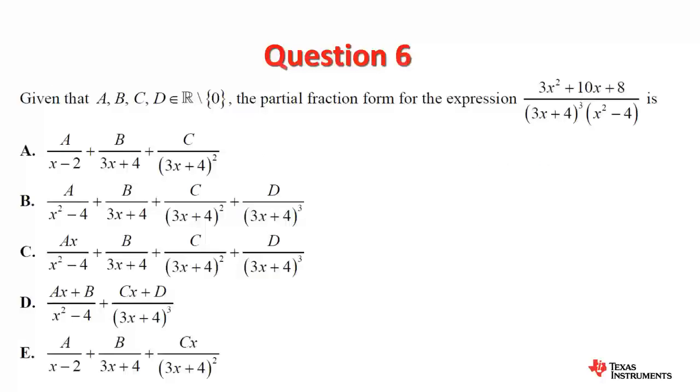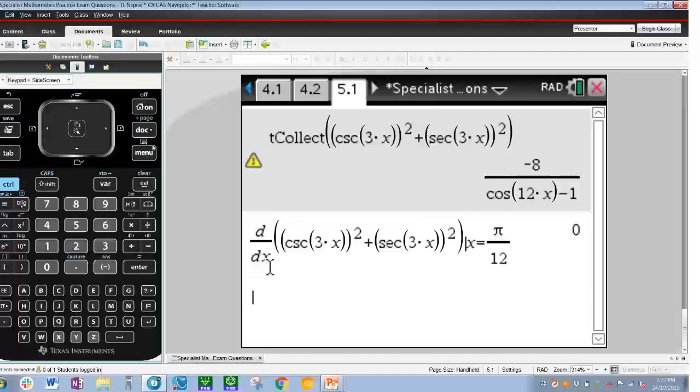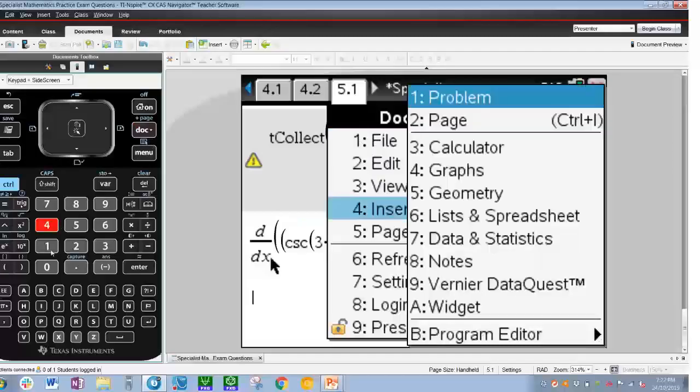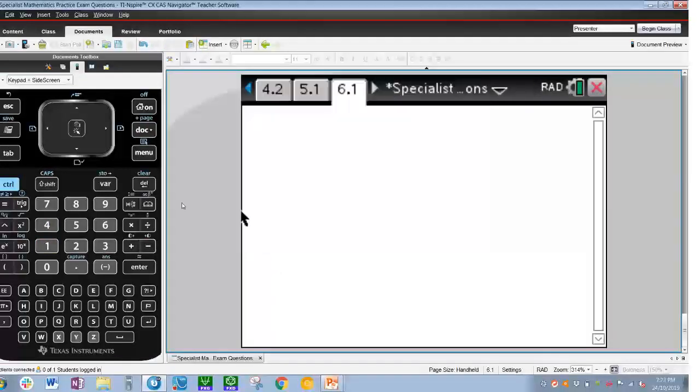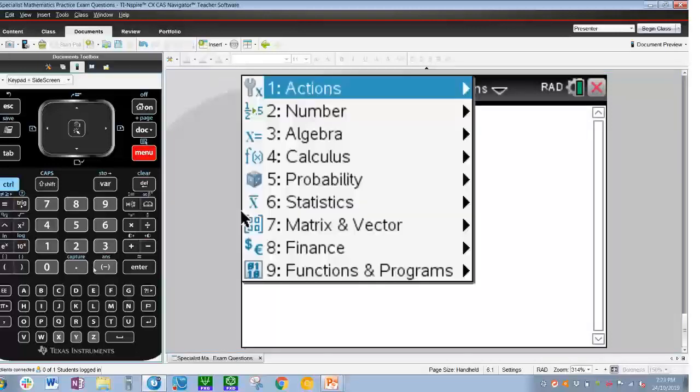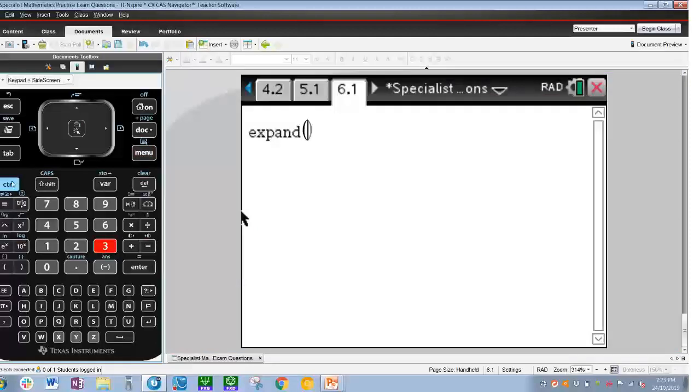Moving next on to question number 6, we've now got a partial fraction decomposition. Now, the partial fraction decomposition questions can be done extremely quickly and efficiently. I'll show you right now how to get that done. Let's add a new calculator problem. All we have to do for partial fraction questions is expand. To get that, you go menu, 3, 3 for expand, and then control divide. I'm simply going to type in the function as it is.